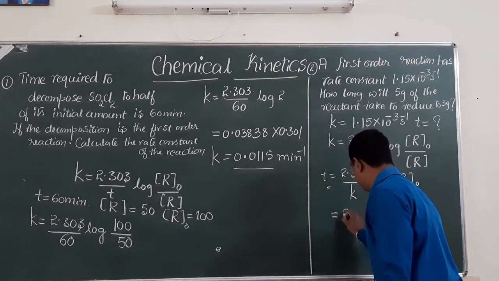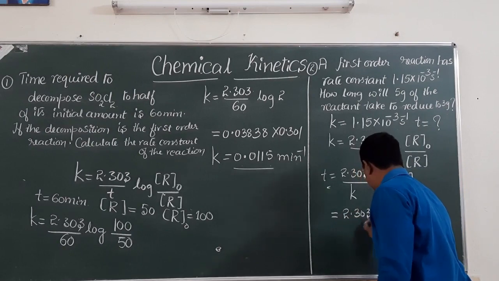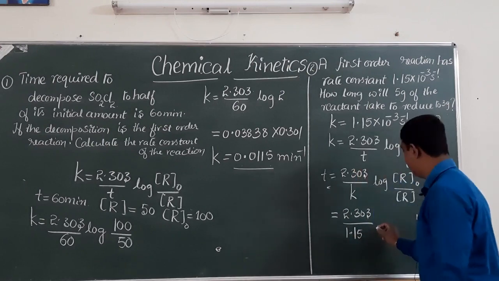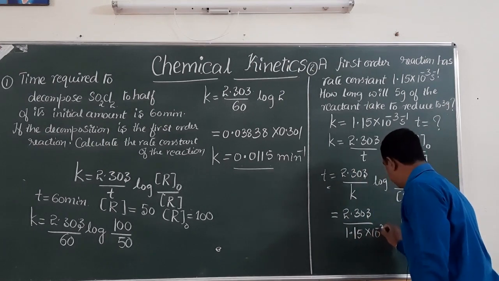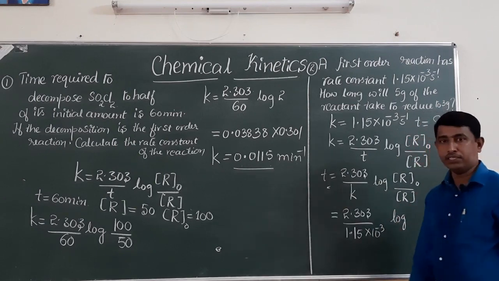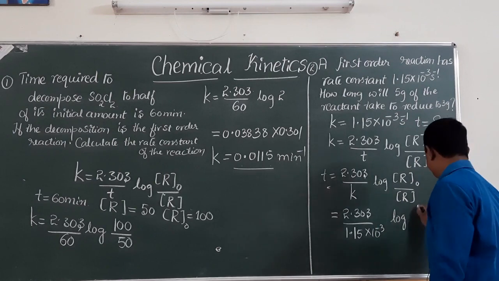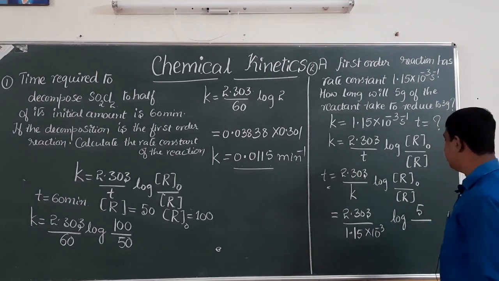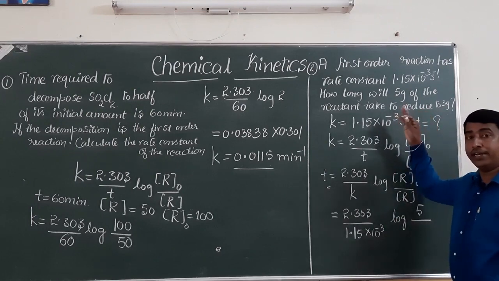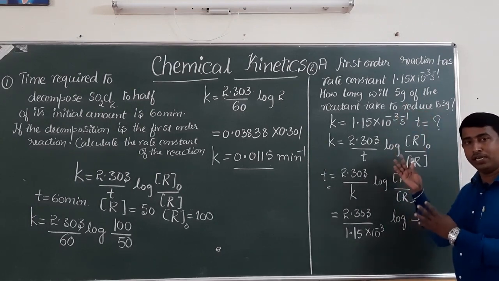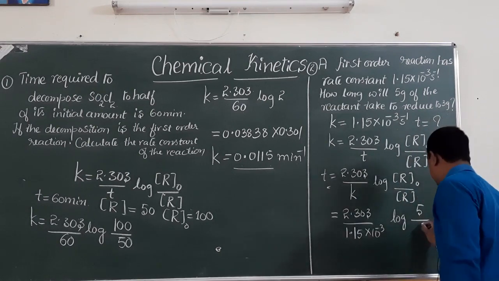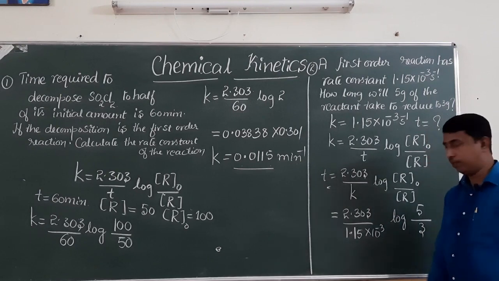Substitute the value. It is equal to 2.303, value of k, it is 1.15 into 10 to the power minus 3, it is log R naught. R naught means initial value, that is 5 gram, divided by R. R is the remaining amount. What is the time required to reduce 5 gram to 3 gram? Means 3 gram is the remaining amount. So it is log 5 by 3.